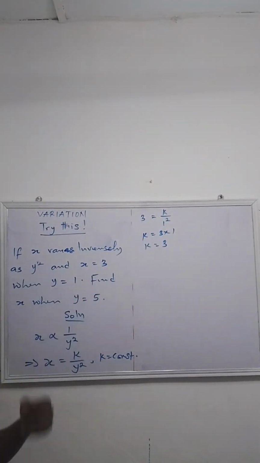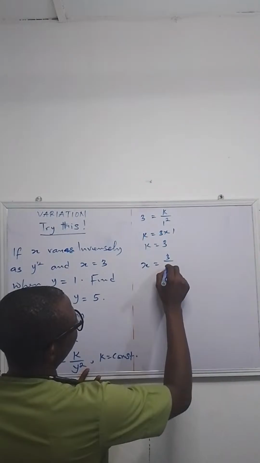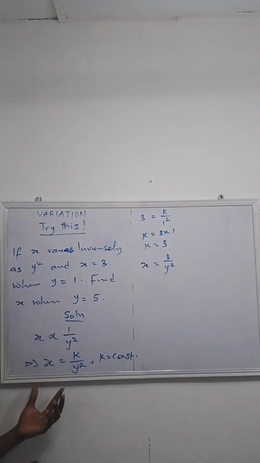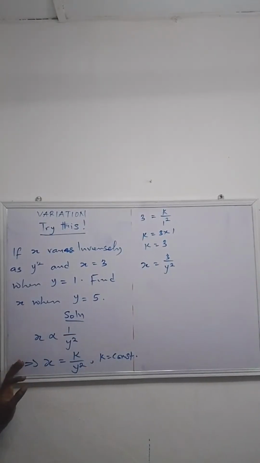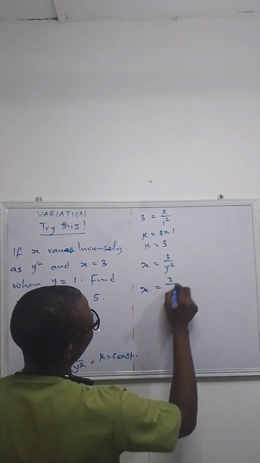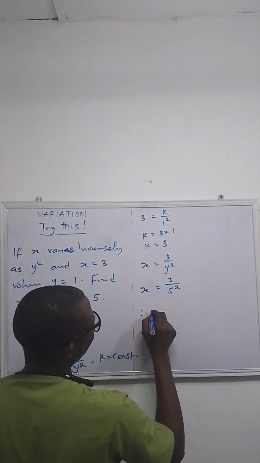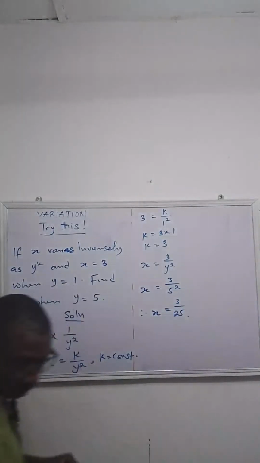Now the question asks you to find x when y is 5, so we need to get the connecting formula. x equals 3 over y squared is the connecting formula. Now let's plug in the value of y. We have x equals 3 over 5 squared, so therefore x equals 3 over 25. This is the answer to the problem.